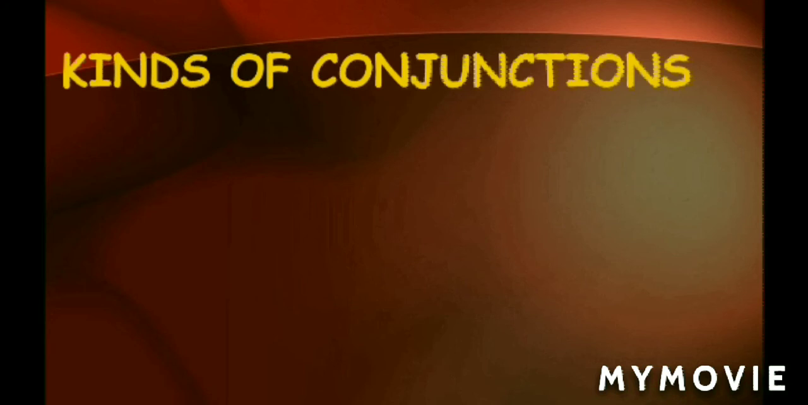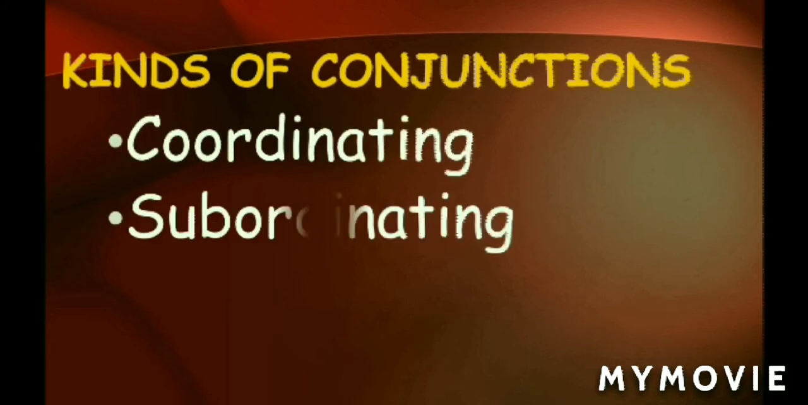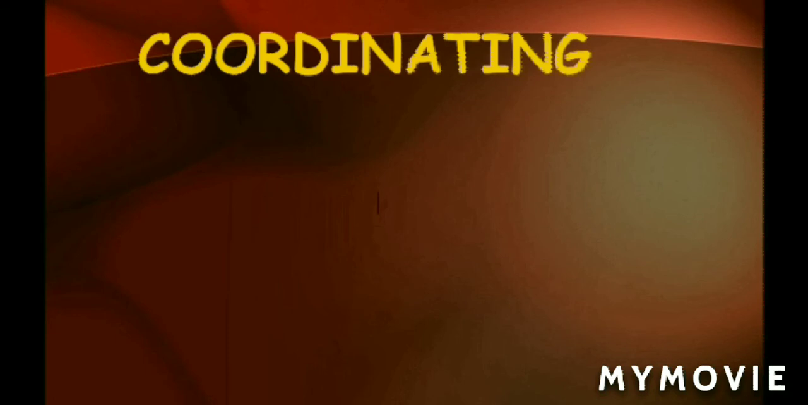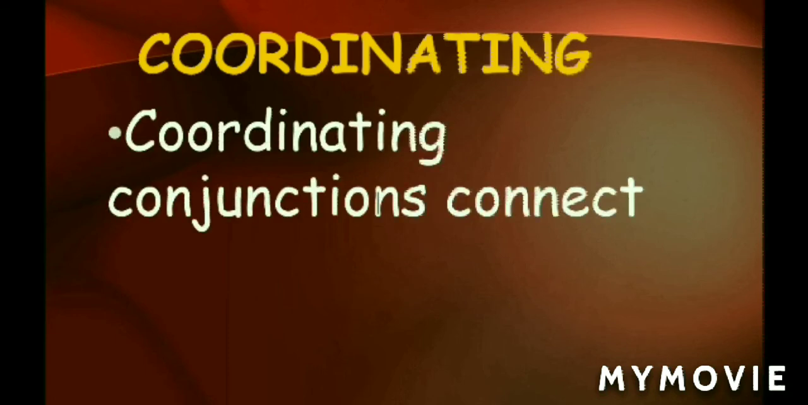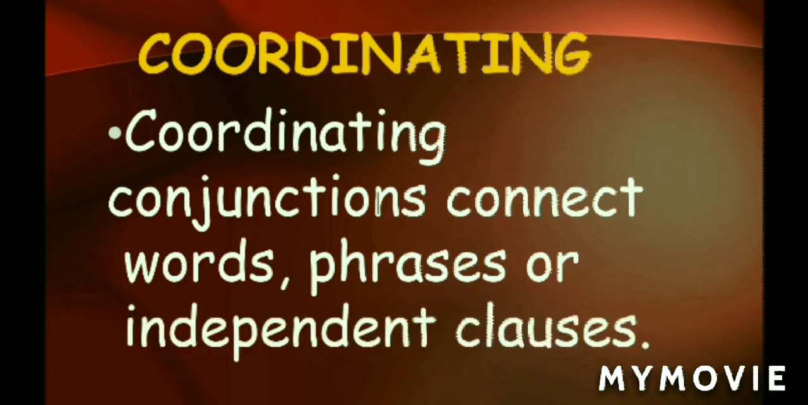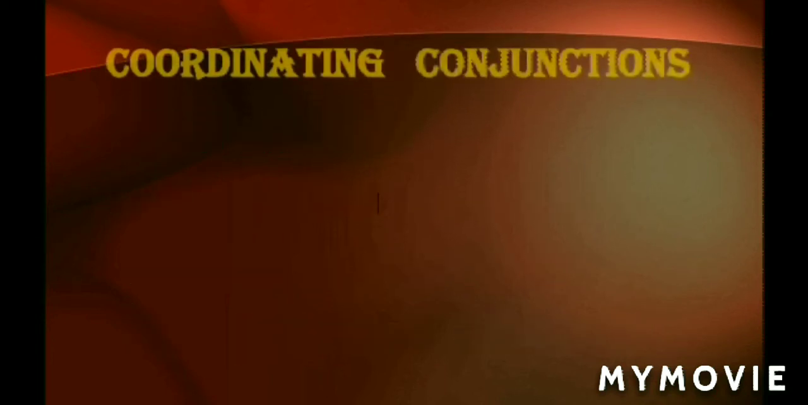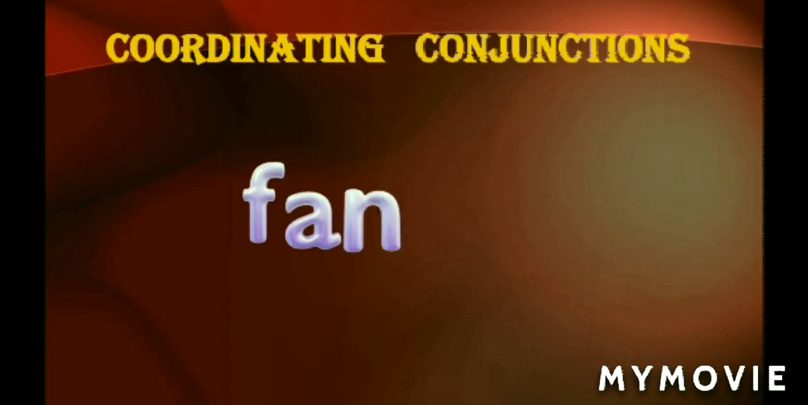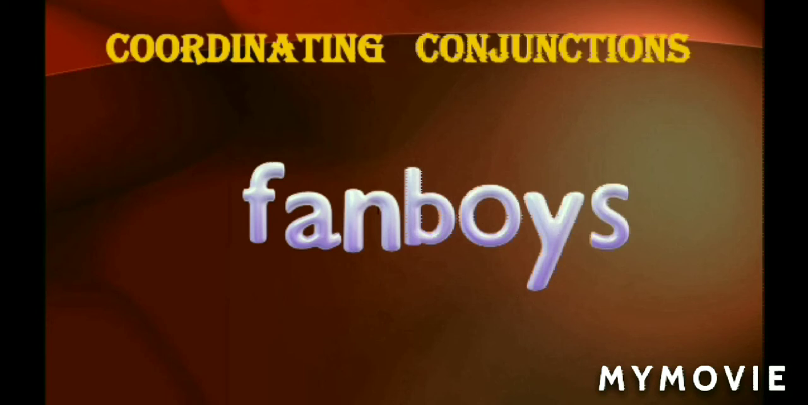Kinds of conjunctions. There are 3 kinds of conjunctions: coordinating conjunctions, subordinating conjunctions, and correlative conjunctions. Coordinating conjunctions connect words, phrases, or independent clauses. For coordinating conjunctions, an acronym, Fanboys, helps us memorize almost all coordinating conjunctions easily.